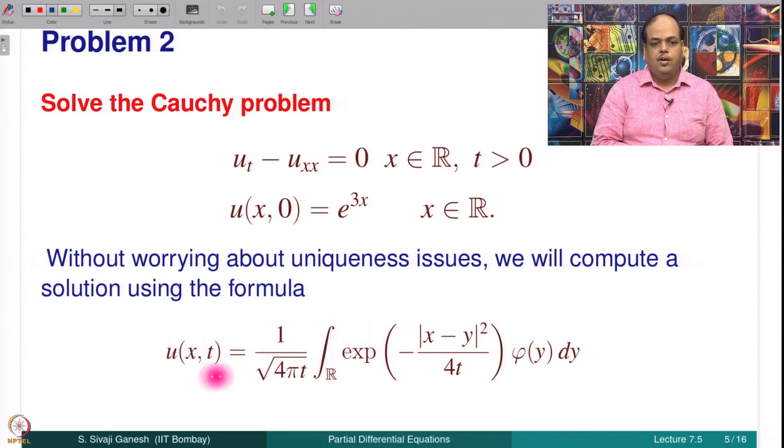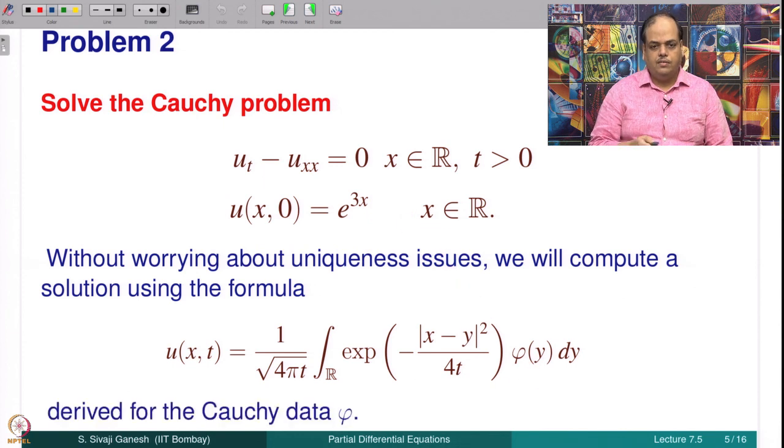Because this may not belong to the class for which the uniqueness theorem holds. In fact, we have not discussed much about uniqueness theorems, for which I have just given you the reference of the book by DiBenedetto on PDEs. You can look at it at your leisure time. But as far as this course is concerned, we simply want to compute this integral with phi of y equal to e power 3y. Can we do it or not?